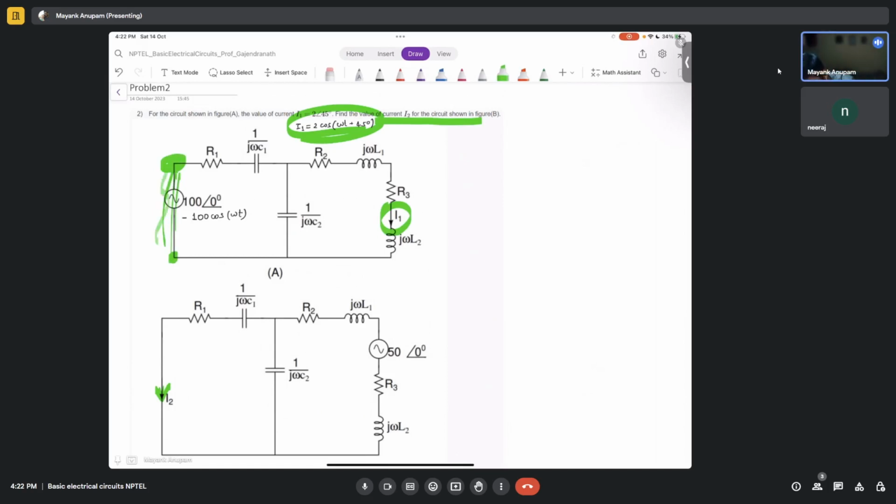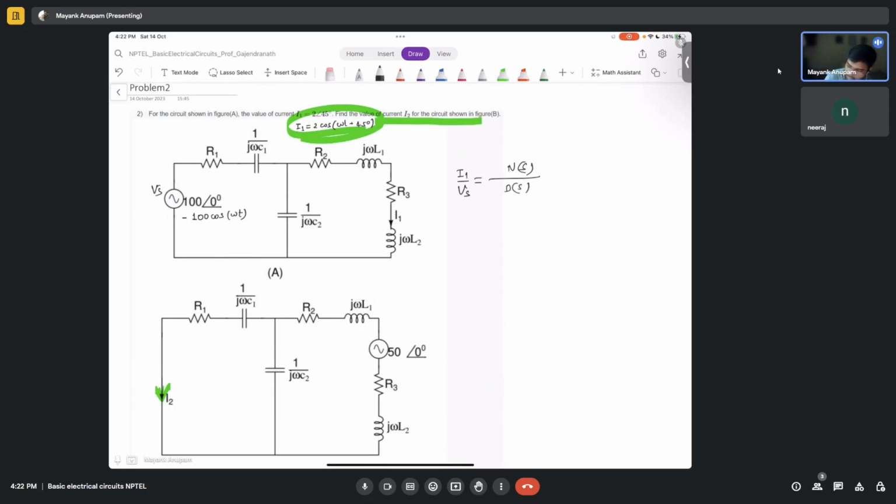So, let's say what do you want to know? I1 by V, let's call it Vs. I1 by Vs is some random transfer function, right? Some numerator upon some denominator. I'm talking in terms of Laplace transform.